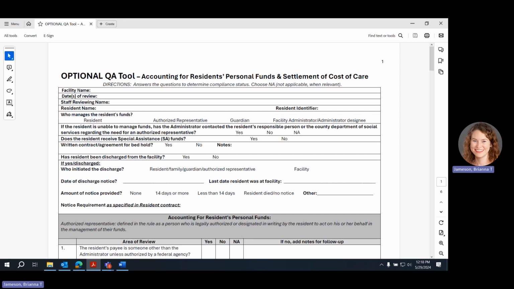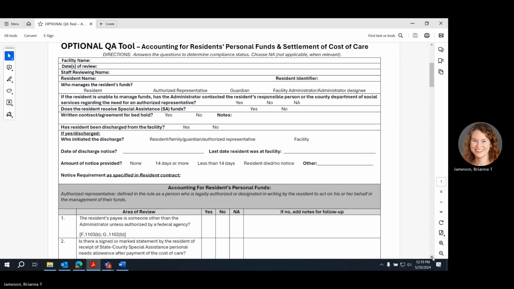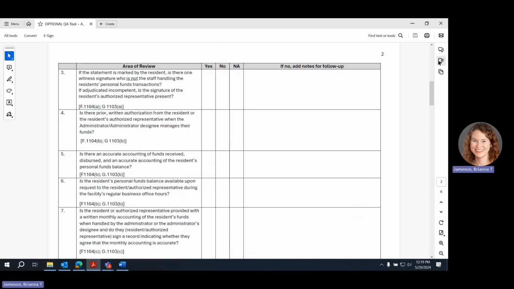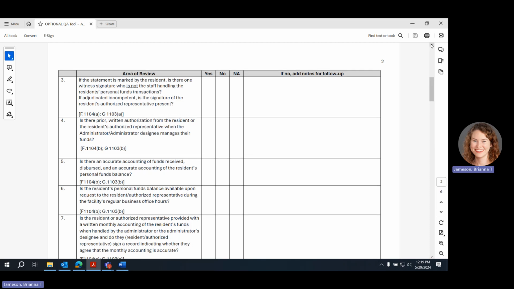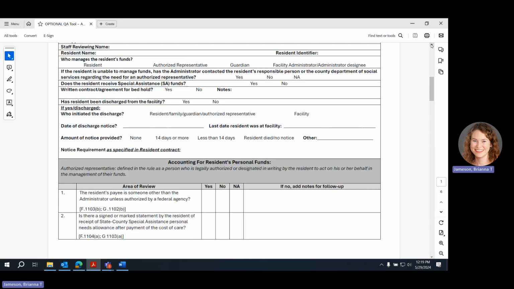Accounting for residents' personal funds. Authorized representative, defined in the rule as a person who is legally authorized or designated in writing by the resident to act on his or her behalf in the management of their funds. Here, there are several areas of review that all correlate to rules under the resident funds section.